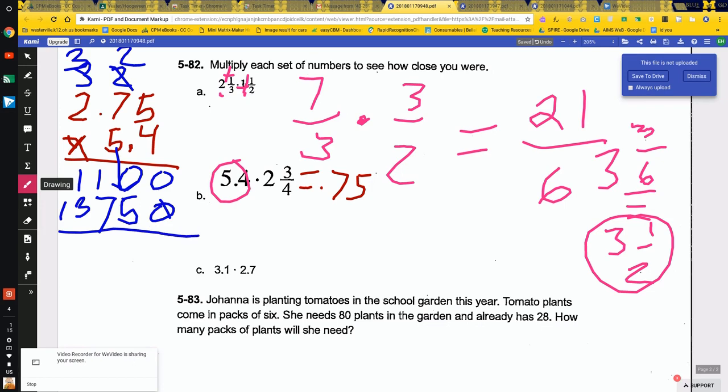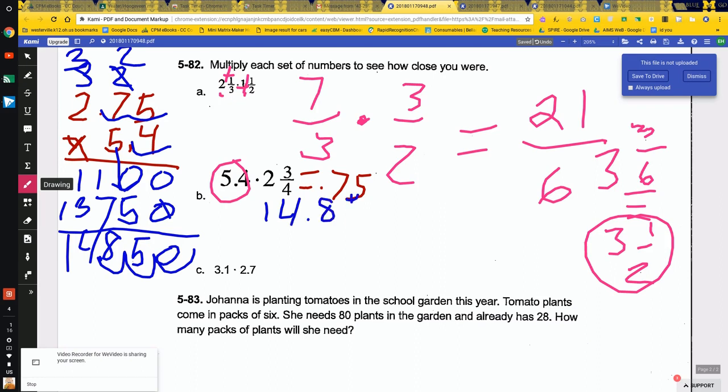So I have all my numbers lined up. I got 0, 5, 8, 4, and 1. So I come over 2 places, 3 places to the right. So now I got to bring that 3 places to the left. Put in my decimal. So your answer is 14.85 or 14 85 hundredths.